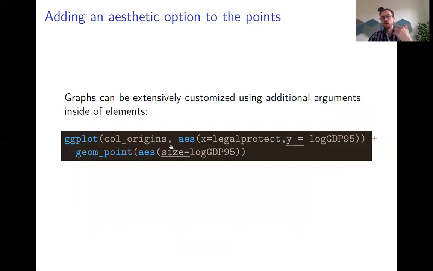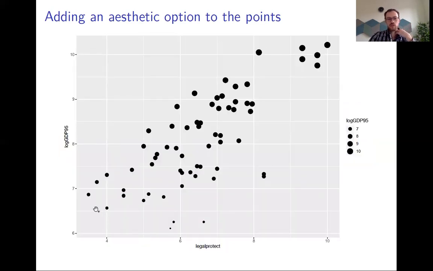And here we say we would like to have the size of the points proportional to the log GDP of the country. And now we can see that as log GDP increases in the Y dimension, the size of the points increases. And here on the side, you can see that ggplot automatically generates a legend that shows what the different sizes of points mean in terms of GDP. This is a particularly strong feature of ggplot: it automatically adds legends and adjusts the axis to make your plot look as easily understandable as possible.